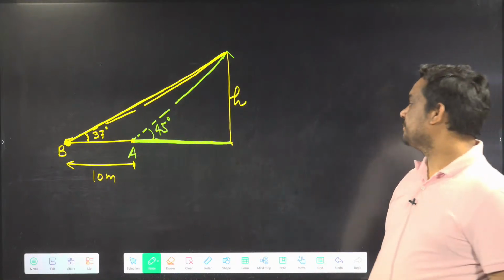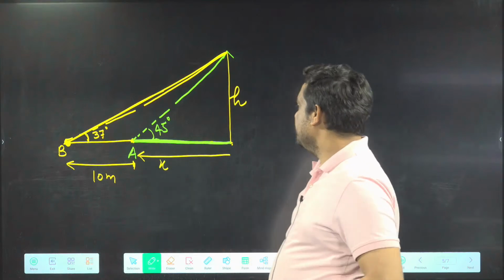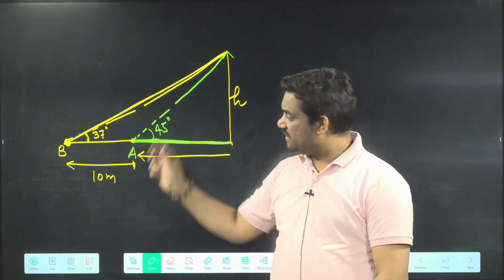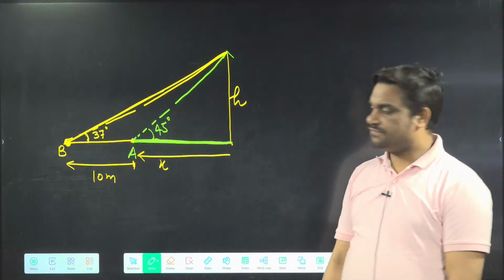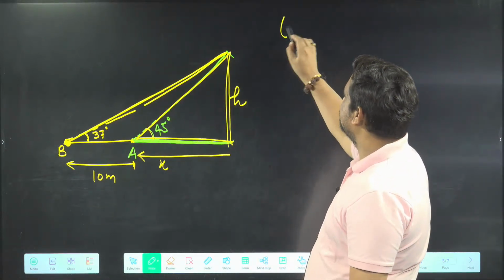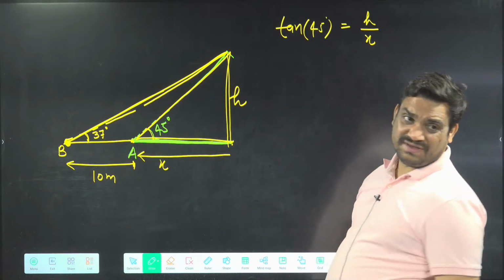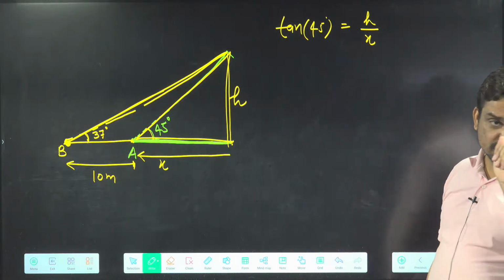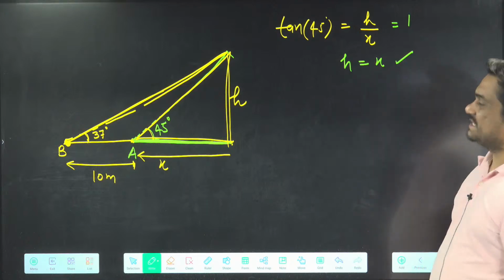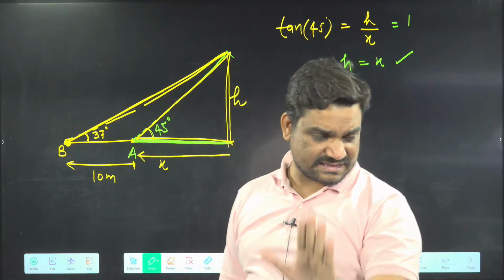Listen, I will solve. This distance is not given, so we can assume it is x. You have two triangles here, one with the 45 angle and one with the 37 angle. In the small triangle I can use tan 45, which is equal to h by x. But tan 45 is 1, so h is equal to x. Both are the same, x.